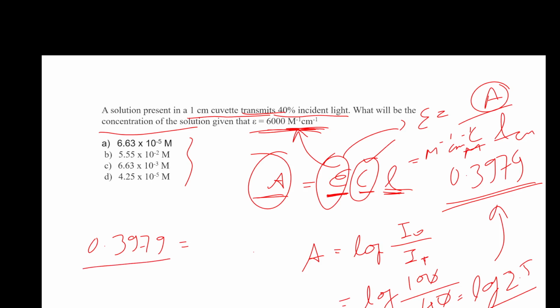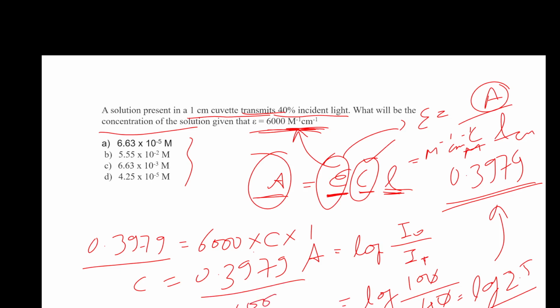So this is the A, and E is 6,000 into C that we need to find out, and L is 1. So your concentration will be 0.3979 upon 6,000. That will solve this. Let's calculate: 3979 into 6,000, it is coming 2387.